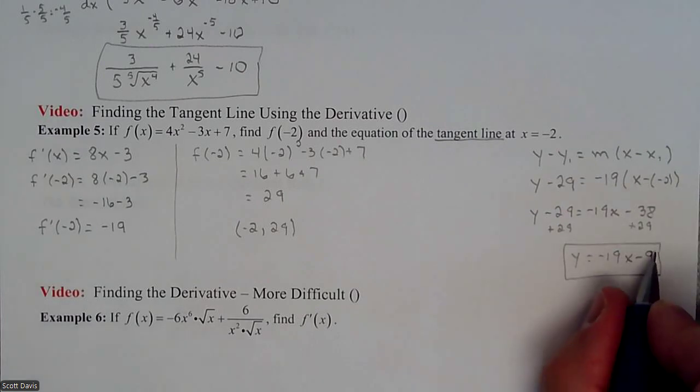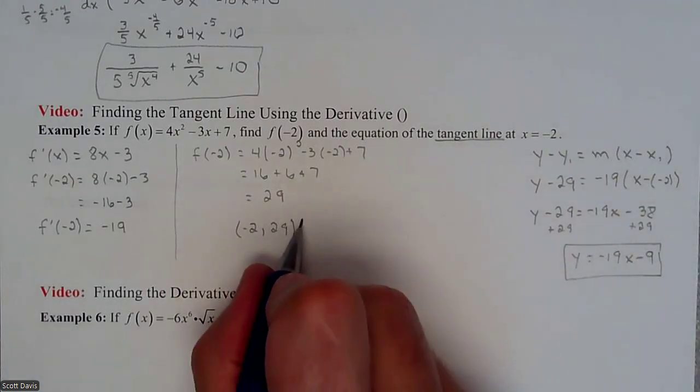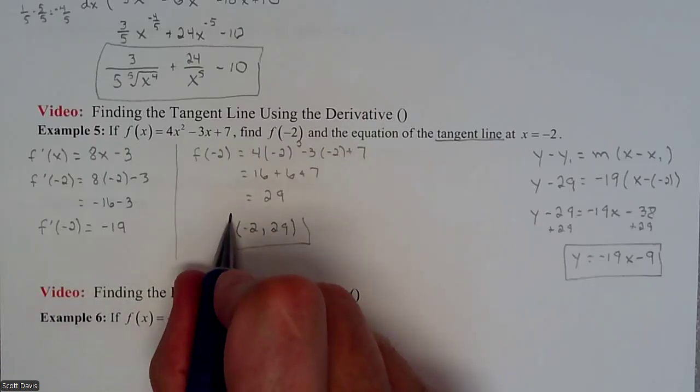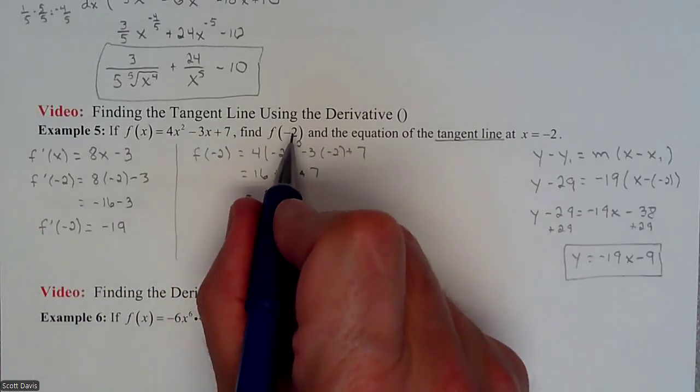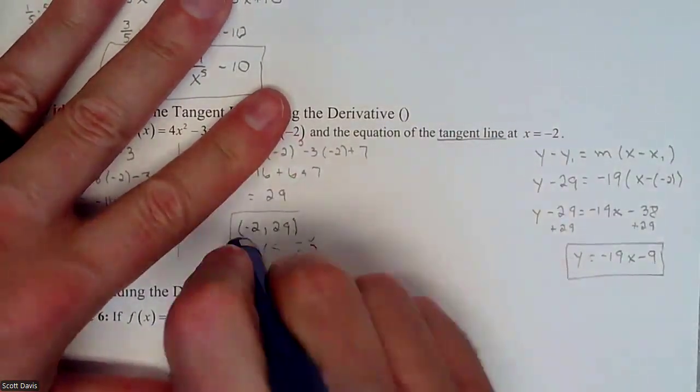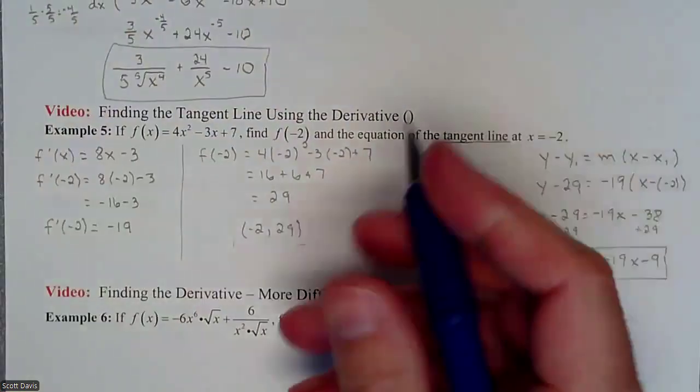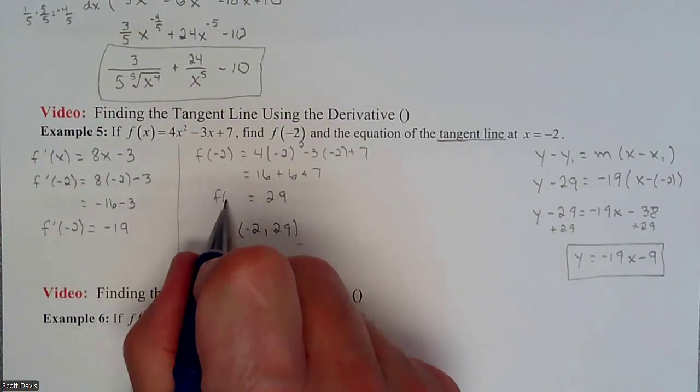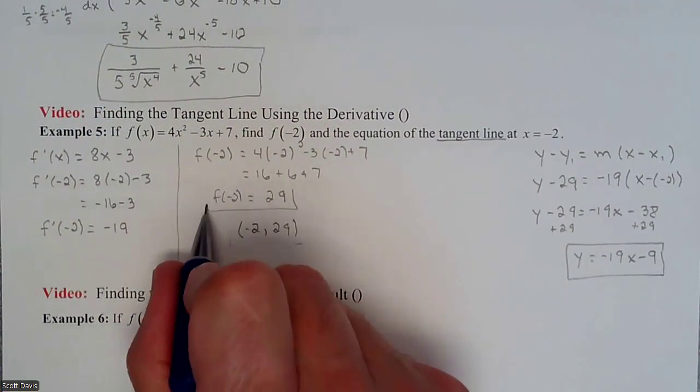All right, so that was one part of it, this is your tangent line. This is our coordinate, which is really finding our f of -2, which is 29. We need the coordinate. So f of -2 equals 29. So those are the two parts that we were looking for.